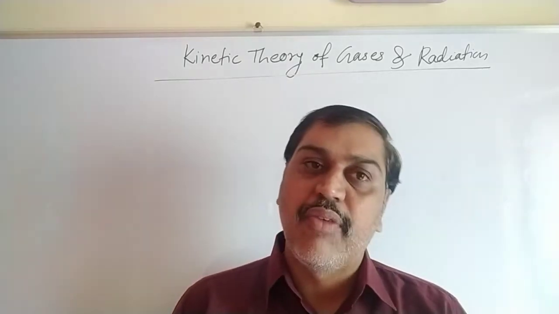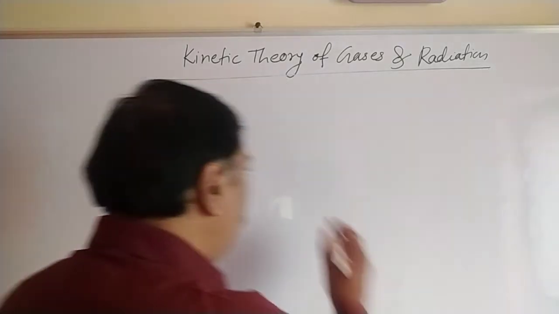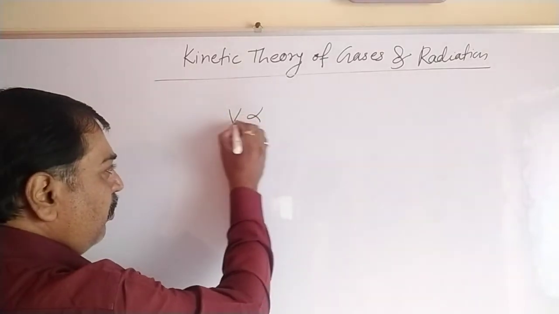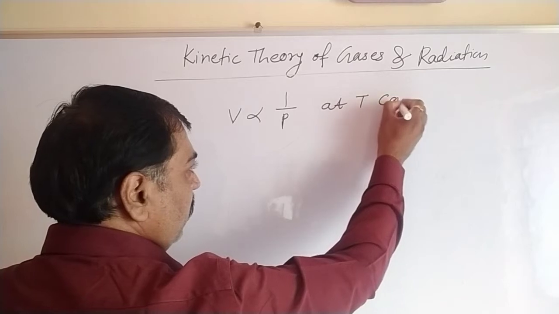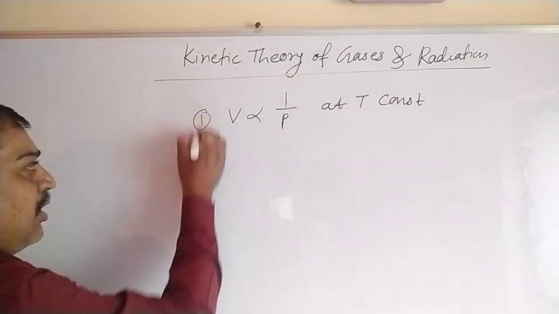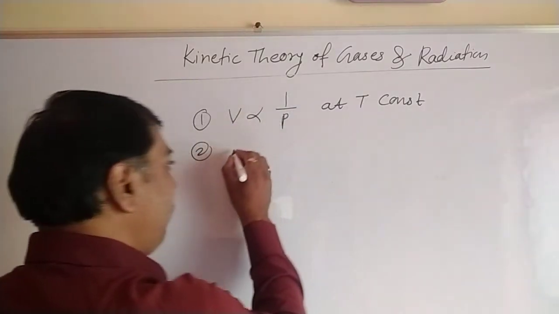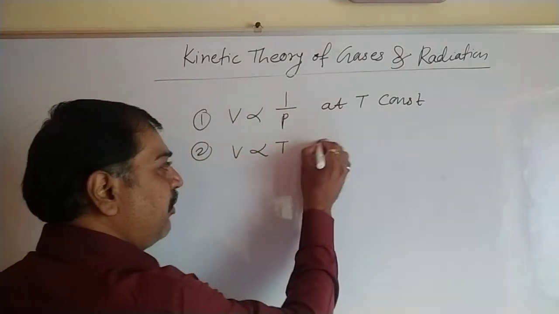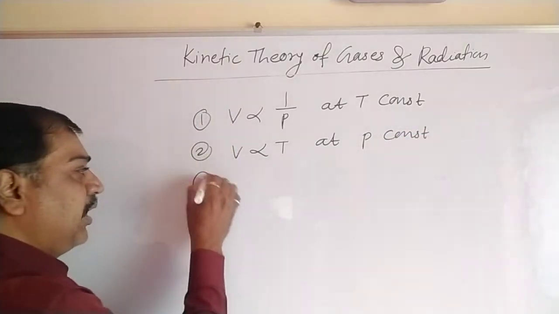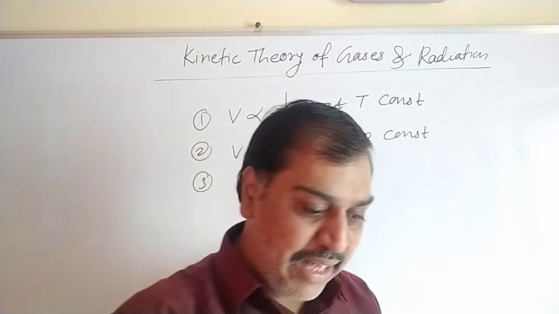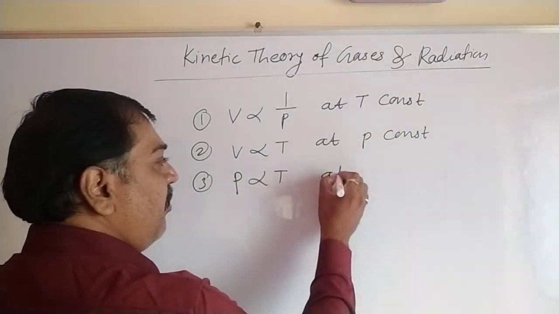So let's first write down the first equation 3.1 according to your book, and that is V is inversely proportional to pressure at T constant. So this is the first thing they have mentioned. Then the second: V is directly proportional to T at P constant. And the third one is P directly proportional to T at V constant.